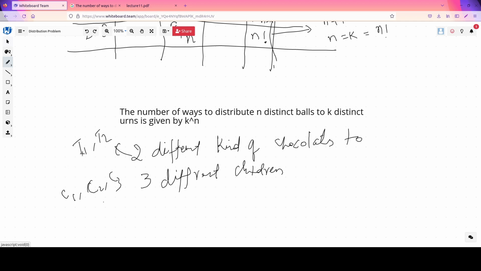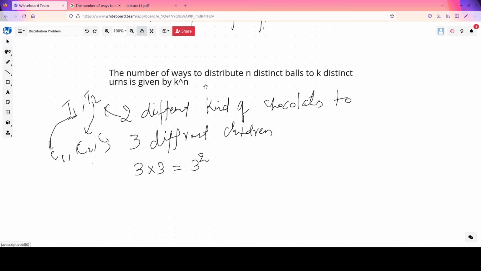So each of the toffee 1 can go to three places, right? And each of the toffee 2 can go into the three places. So by the multiplication principle, it will be nothing but 3 into 3, which is 3 to the power 2, right? So similarly, each of the distinct balls, each ball can go into k places while distributing, right?